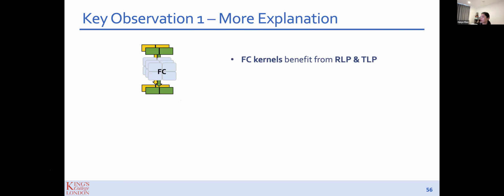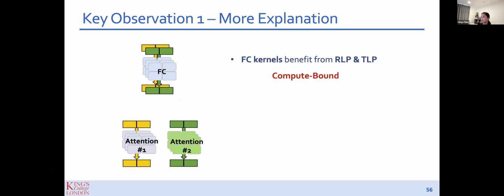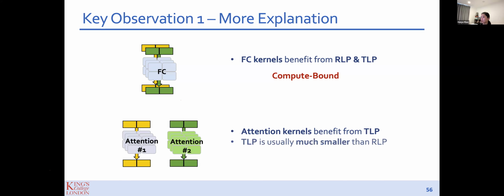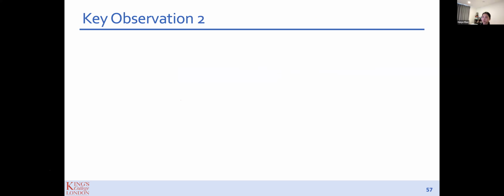FC kernels benefit from ILP and TLP, and this is more compute bound. And attention kernels actually benefit more from the TLP. It's usually much smaller than the ILP, and it's memory bound.